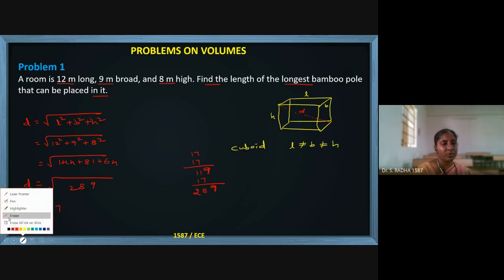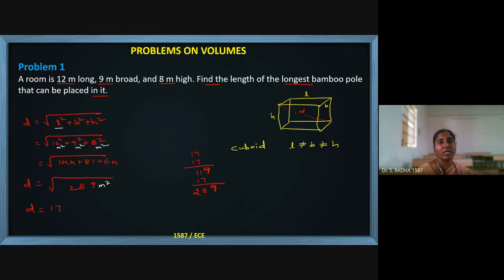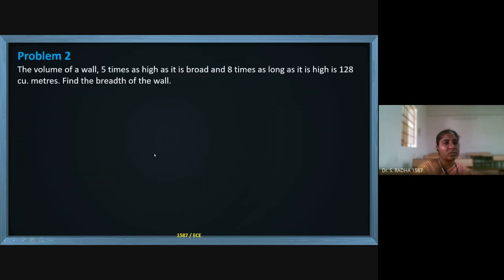So what about the units? If you see here, in L square the units are meter into meter, meter square, B also meter square, and H also meter square, present inside the square root. When you remove the square root, the units become meter. Now I am going to the next problem. In the case of a cube, L, B, H will be equal. In the case of a cuboid, they are not equal.